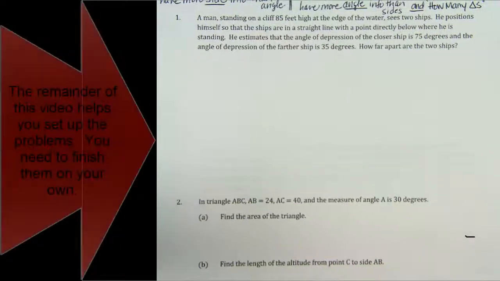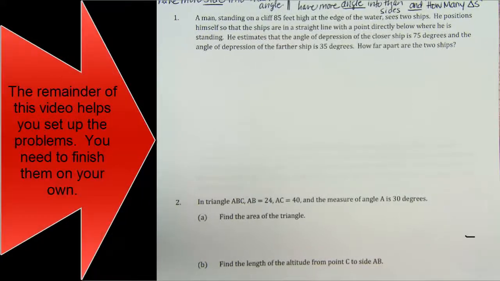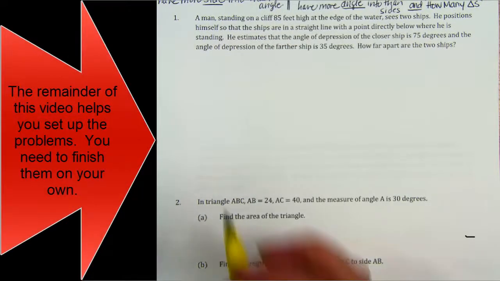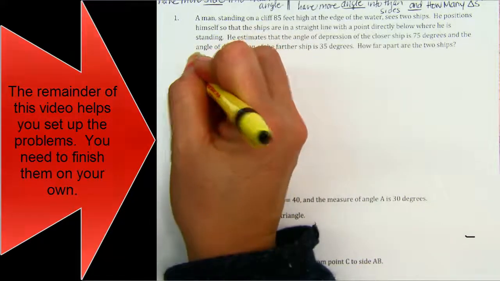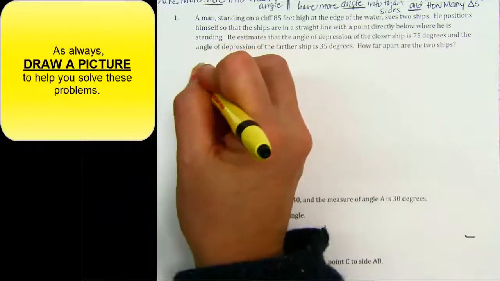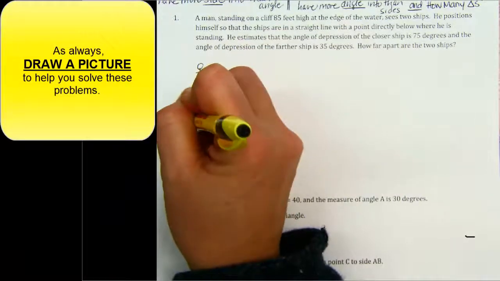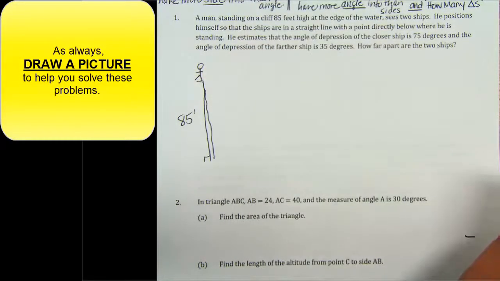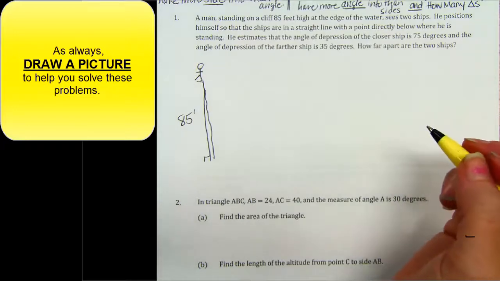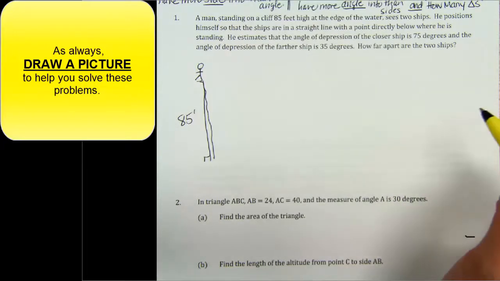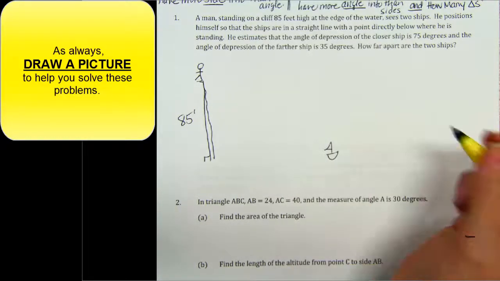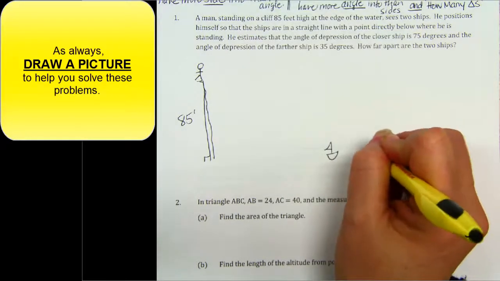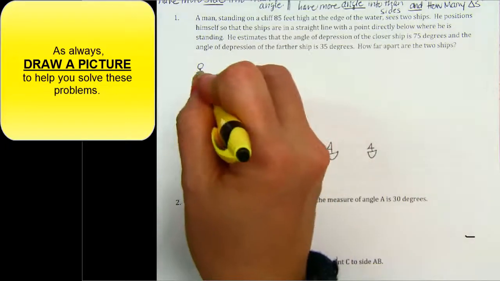Okay, so getting started with working through some of these problems. And again, I'm just going to start them for you and have you finish them on your own. So we have a man standing on a cliff that's 85 feet high. He's at the edge of the water and he sees two ships. He positions himself so that the ships are in a straight line with 2 points directly below where he is standing. So that's telling you that you can assume that cliff is perpendicular.